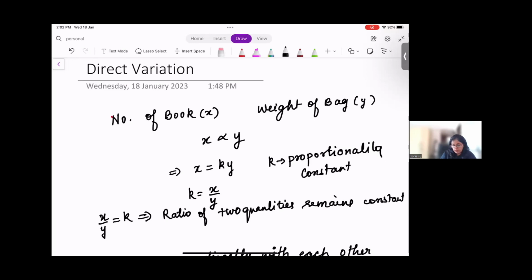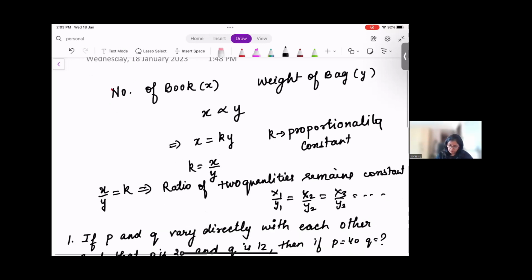We can say x1 upon y1 is equal to x2 upon y2 is equal to x3 upon y3. As many quantities are there, that doesn't matter. But the ratio will remain constant. So let's try and do few questions based on this.